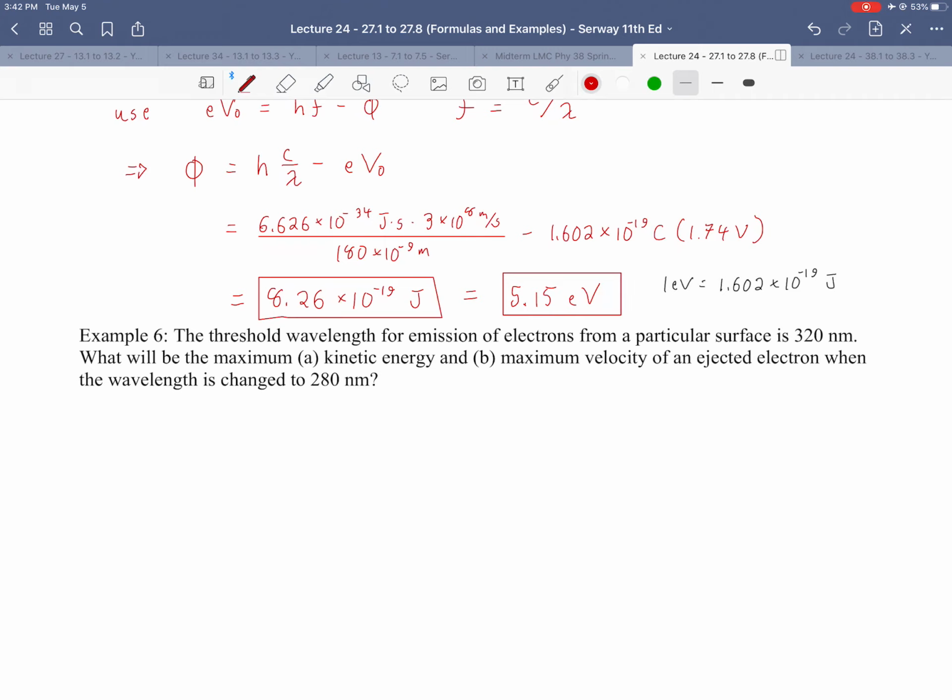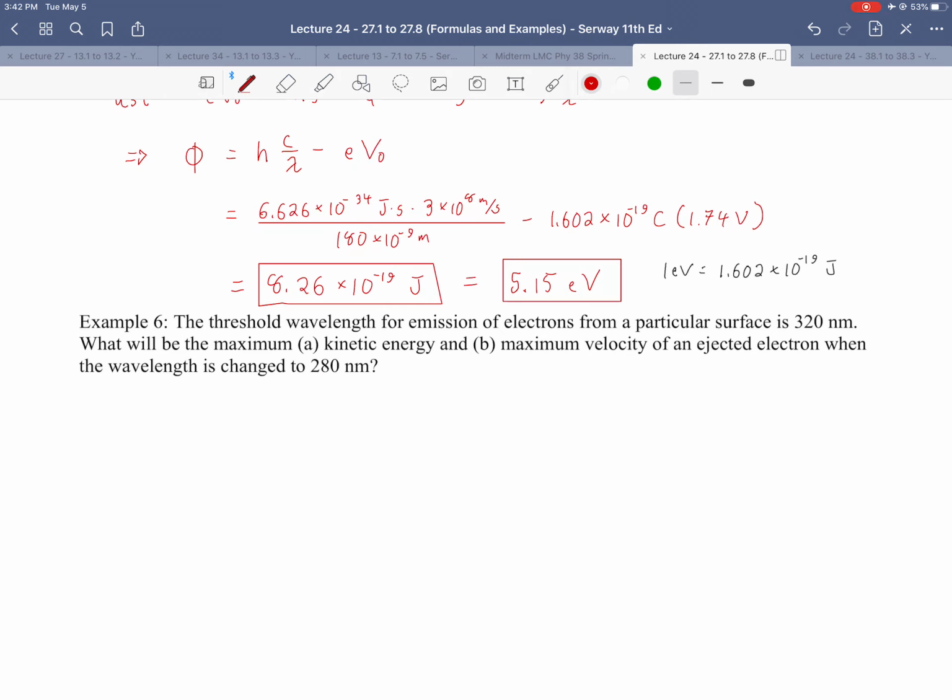Okay, so what will be the maximum (A) kinetic energy and (B) velocity of an ejected electron when the wavelength is changed to 280 nanometers? All right, so no mention of stopping potential here. So this is kind of taking a different tack. Instead of running a circuit and finding how much voltage we need to stop the current, we're just freeing the electrons, and imagine we have some way of measuring their kinetic energy, which could in reality be difficult to measure. But here we're just going to solve for that kinetic energy gained by the electrons. Okay.